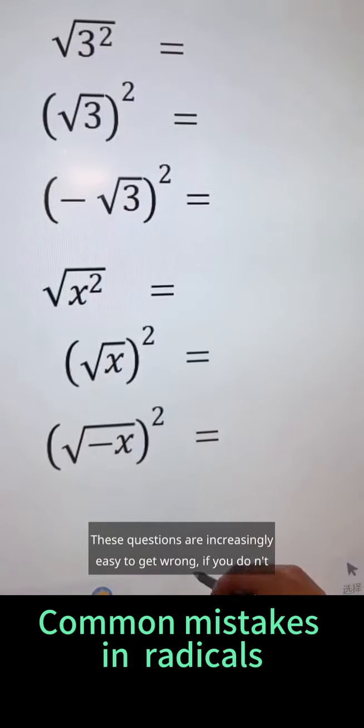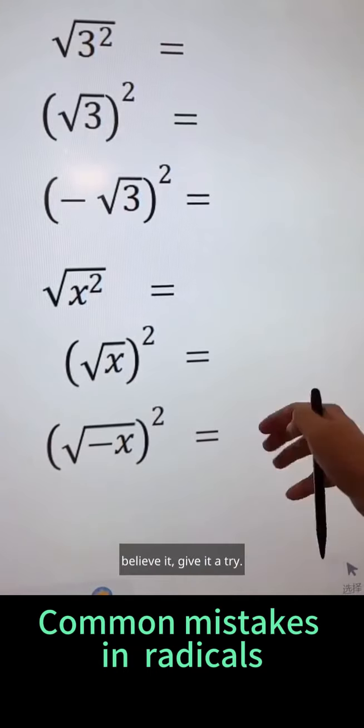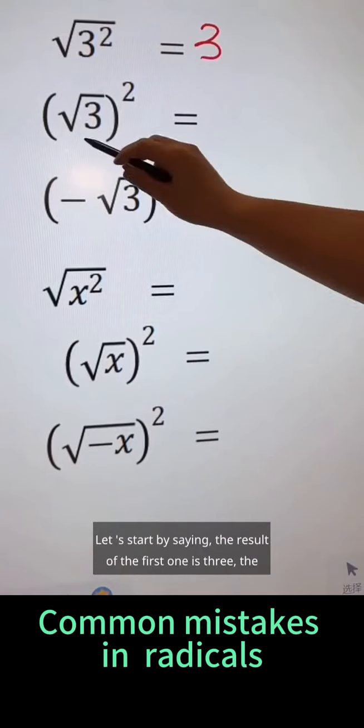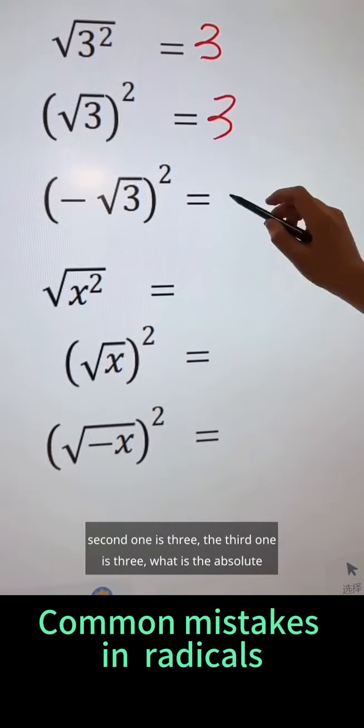These questions are increasingly easy to get wrong. If you don't believe it, give it a try. Let's start by saying the result of the first one is 3. The second one is 3. The third one is 3.